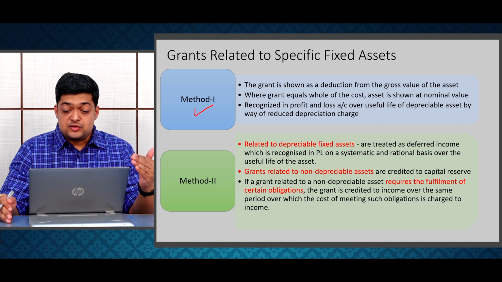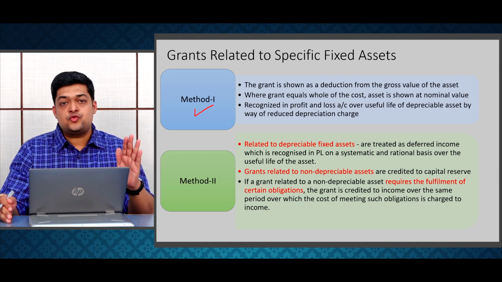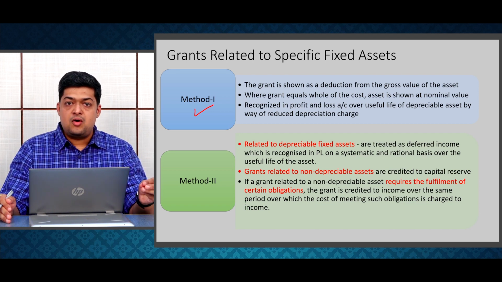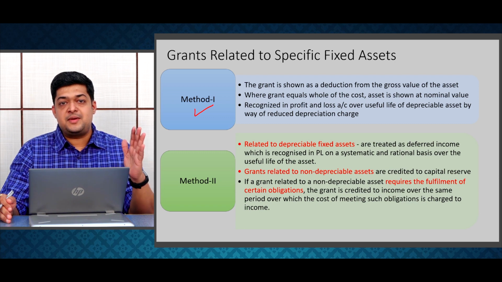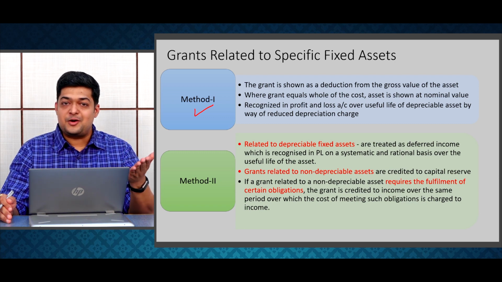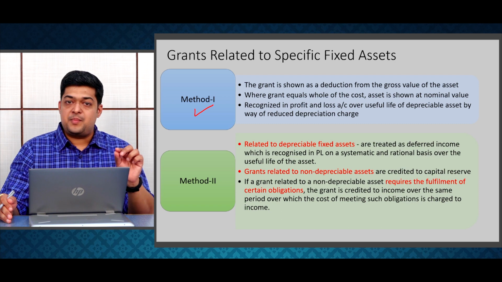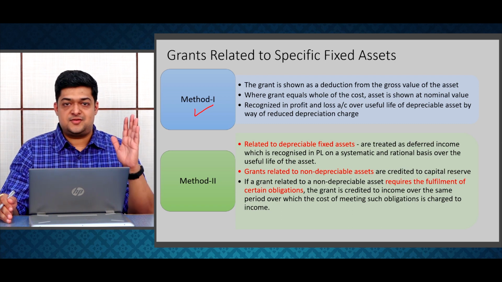Where the grant equals the whole of the cost, the asset is shown at nominal value, similar to non-monetary grants. In this case, 100 crores का asset है और पूरा 100 crores सब्सिडी मिला आपको, तो आप क्या करोगे? You will deduct it. If you deduct the entire thing, that will be 0, 100 minus 100, but let it be, you will record that at a nominal amount, say 10 rupees, 100 rupees, you will show that for the purpose of signifying its existence.